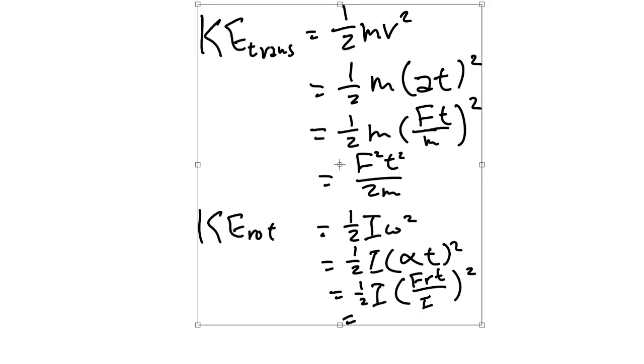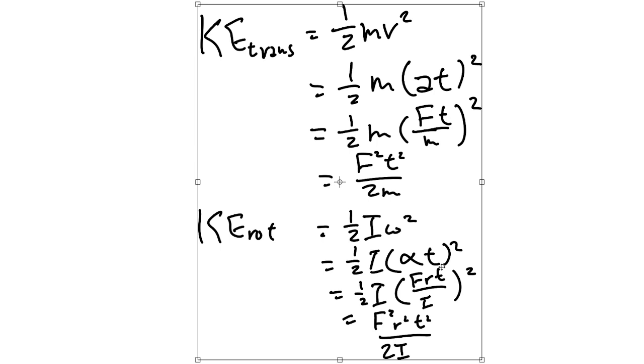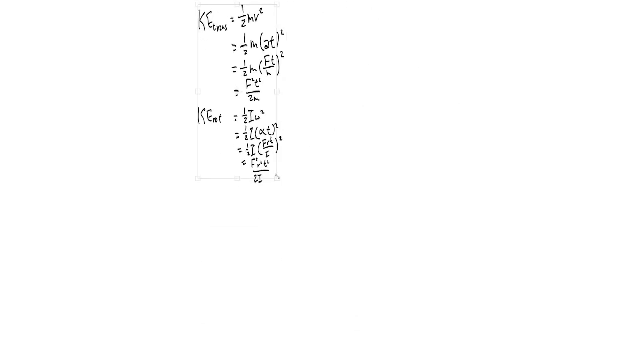So this is going to give us 1 over 2. Remember that whole cross out thing. So we're going to get F squared R squared T squared over 2I. Let's see if this is all right. I'm pretty sure this is all right. All right, let's select all this and move it to the side.